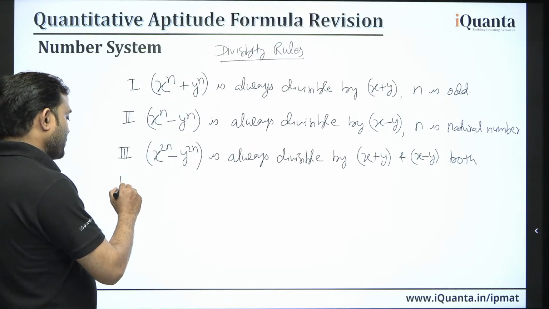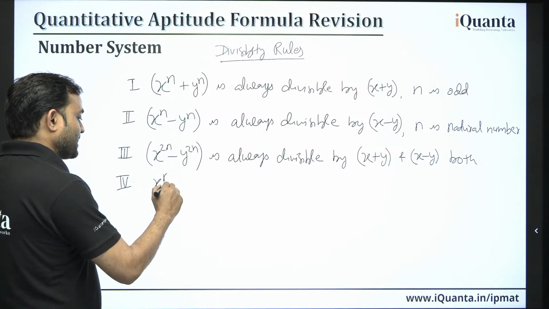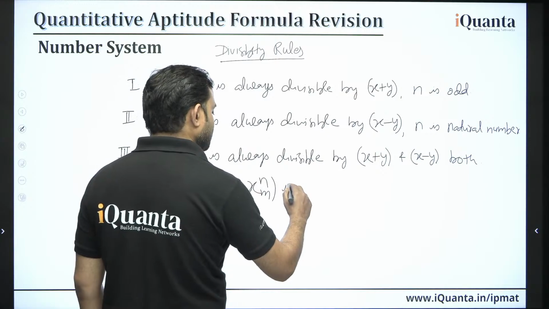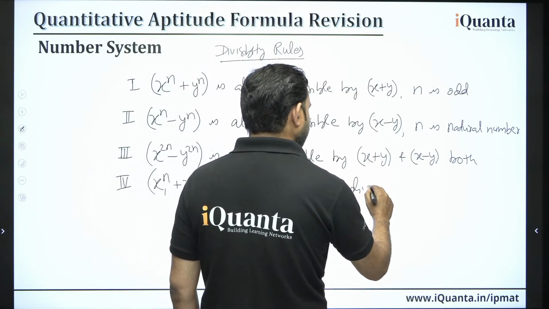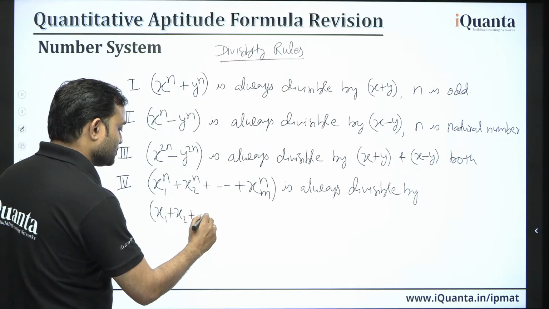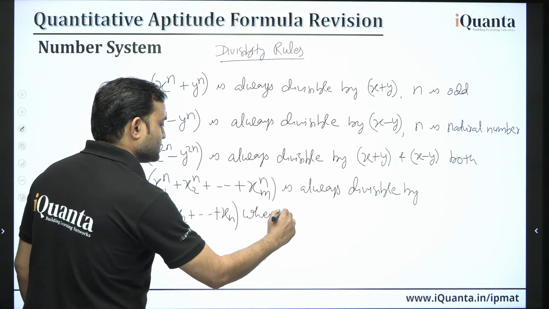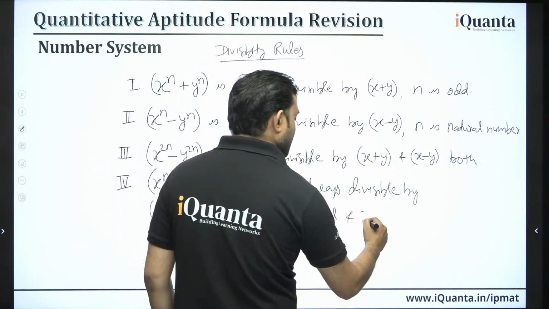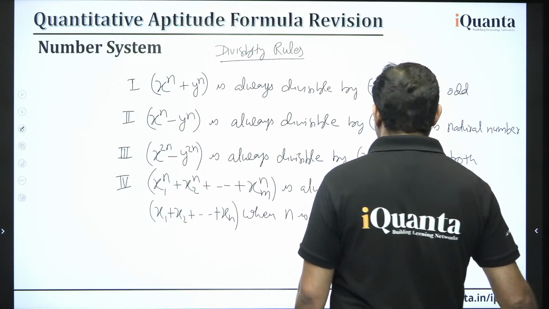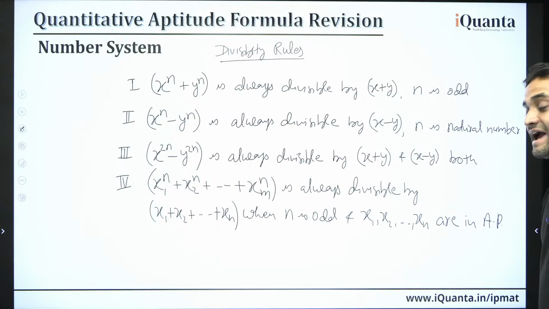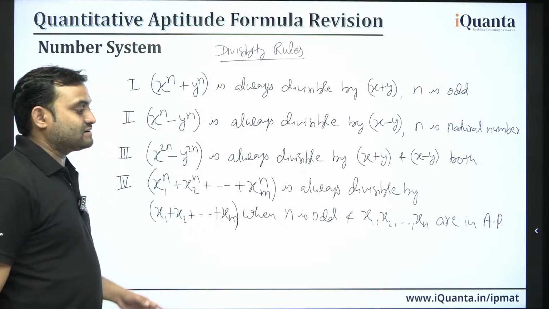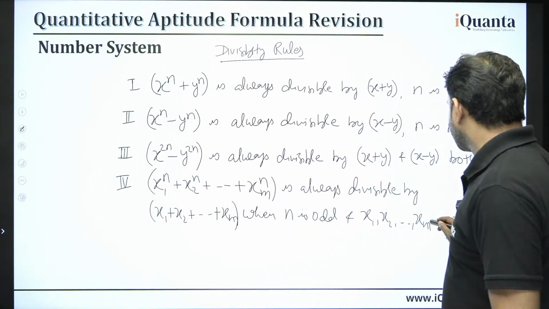Then fourth point, we can say that x1 to the power n plus x2 to the power n till xm to the power n is always divisible by x1 plus x2 till xm when n is odd and x1, x2 till xm are in arithmetic progression. Okay.